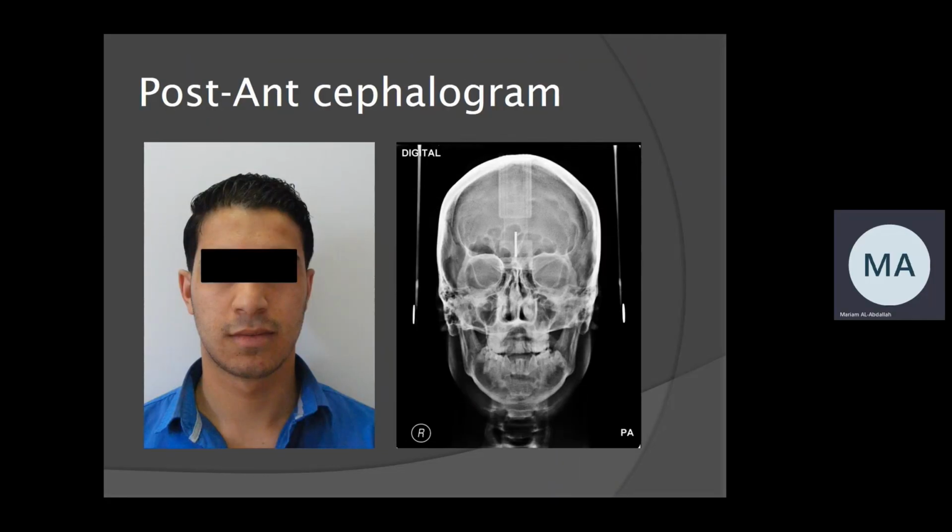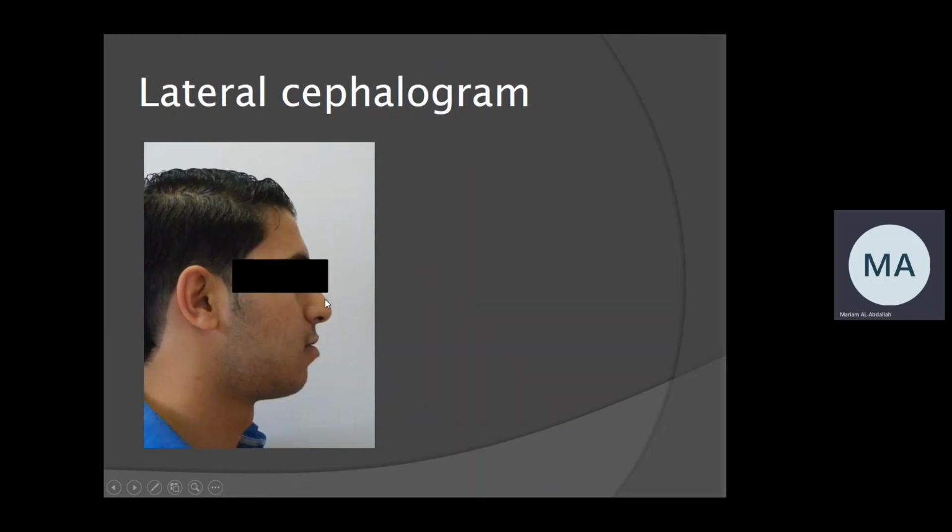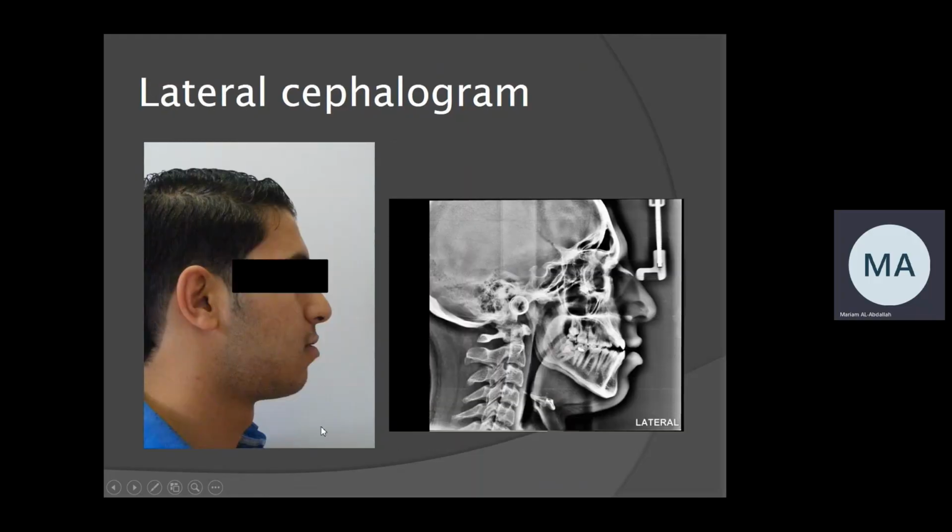This is an anterior-posterior cephalogram taken because the patient presented with facial asymmetry and we had to go for a proper assessment. The patient also has a skeletal problem in the anterior-posterior dimension, with a class 3 skeletal relationship. So we had to take a lateral cephalogram.